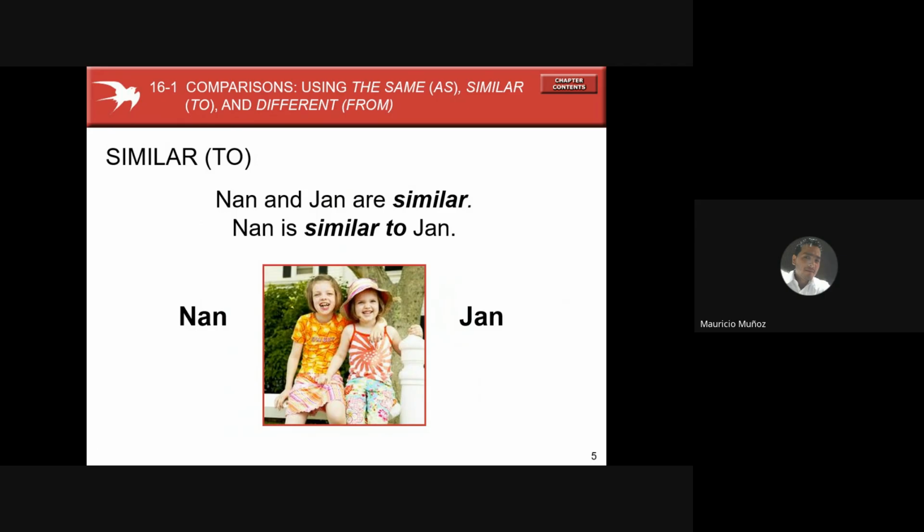Similar to. Now we have another picture. As you can see, we see two little girls, two young ladies. The girl on the left is Nam, and the girl on the right is Jem. So Nam and Jem are similar. Nam is similar to Jem. Similar to. Okay, let's continue.